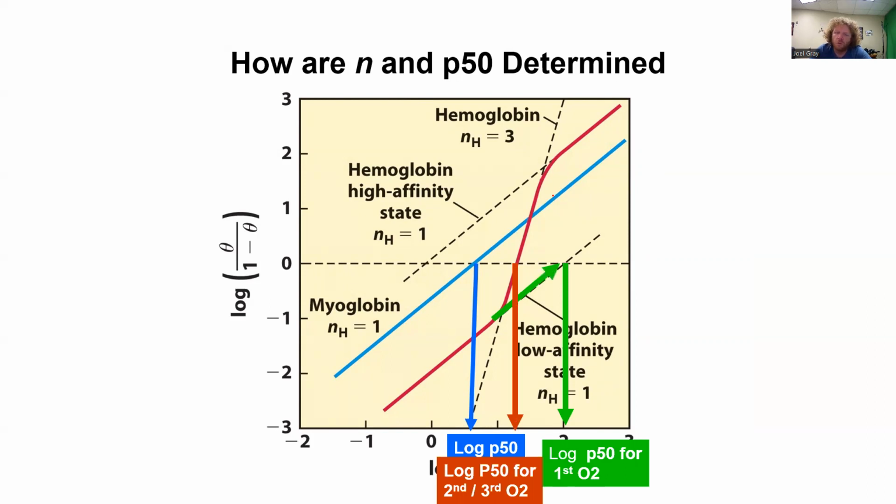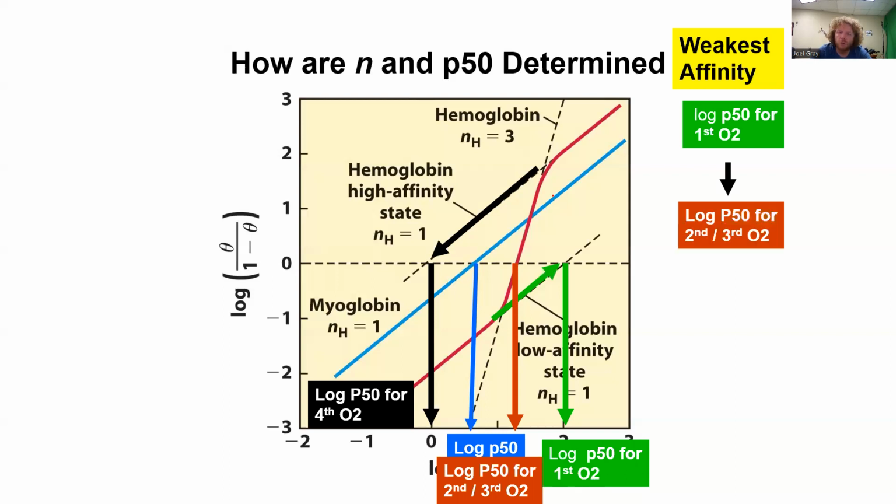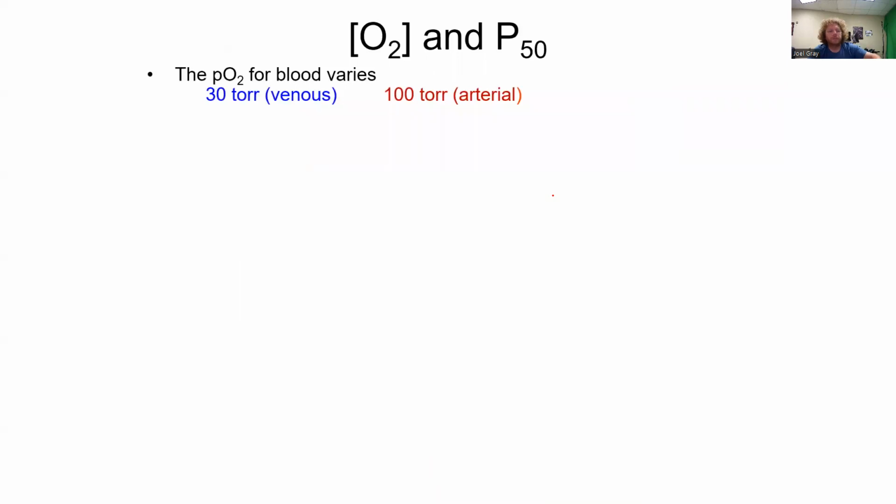Log of P50 for your second and third O2s is displayed there. And the fourth one, I'm sorry, is going to be right there. Now, the significance of this and what I want you to take away from this is that it gives a measure of affinity for the different O2 binding sites. Log of P50 for your first O2 is the weakest, so the lowest affinity is for that first O2 molecule. Your fourth P50 is going to indicate you have the strongest affinity for that fourth and final O2 molecule.